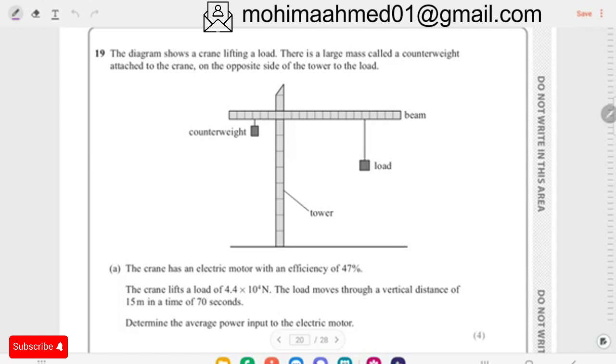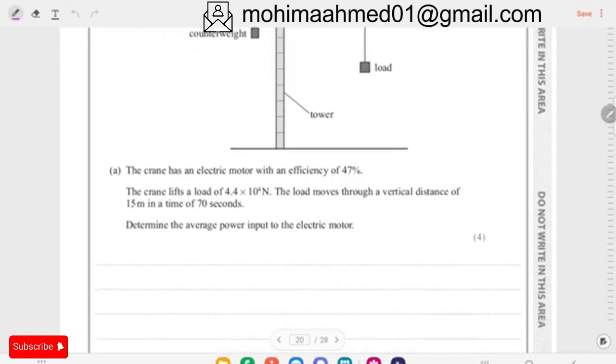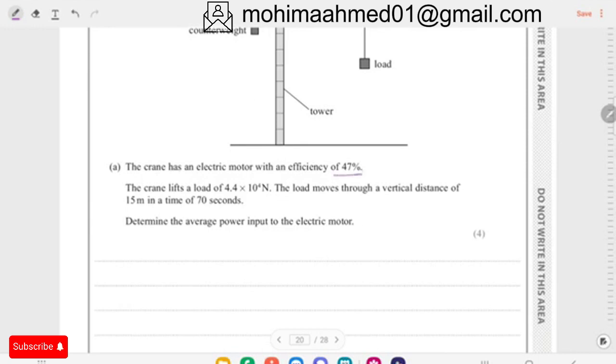The diagram shows a crane lifting a load, with a large mass called a counterweight attached to the crane on the opposite side of the tower from the load. Okay, so there's a load, there's a counterweight, and this is the tower, and this is the beam overall. The crane has an electric motor with an efficiency of 47%. The crane lifts a load of 4.4 × 10^4 Newton. The load moves through a vertical distance of 15 meters in a time of 70 seconds. Determine the average power input of this electric motor.